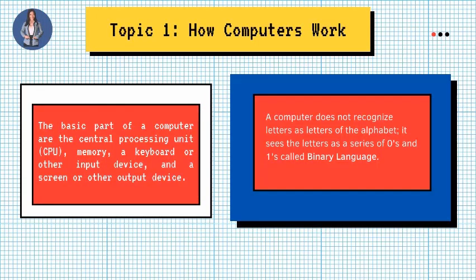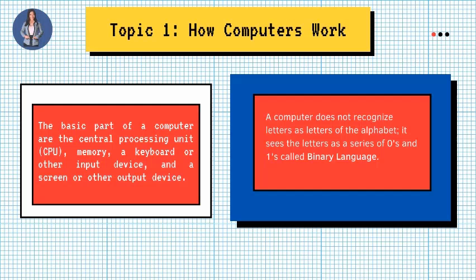How computers work. The basic parts of a computer are the central processing unit, also known as CPU, memory, a keyboard or other input devices, and a screen or other output devices. So, review: input devices enter or send data and instructions from the user or from another computer system, while output devices send back the processed data to the user or to another computer system. In short, a computer is a machine composed of hardware and software components.